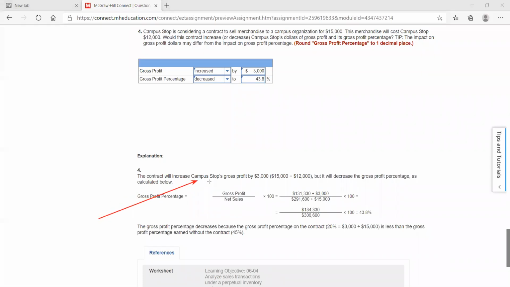You can see how it's actually going to increase the gross profit, but it will decrease the gross profit percentage as calculated below. So you can see how it's changing. It might be increasing, but relatively speaking, the total percentage is actually going to go down. And they explain that the gross profit percentage decreases because the gross profit percentage on the contract, which is 20%, is actually less than the gross profit percentage earned without the contract. So if you're talking about kind of like a weighted number, you're mixing in a lower percentage product, which overall will decrease the gross profit percentage. So that's where they want you to plug these numbers in up here.